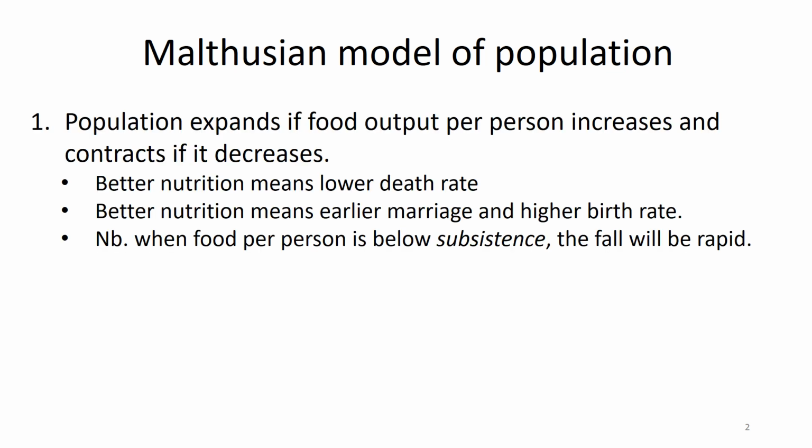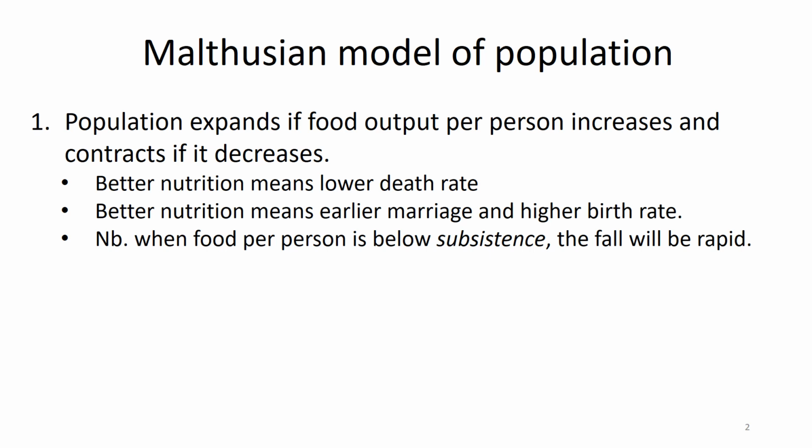So the Malthusian model of population is built out of two components or relationships. The first component is the idea that population growth in an economy is going to depend on real wages per person or food output per person. And remember that in this model we think of food output per person, real wages, or income per person as representing the same thing.